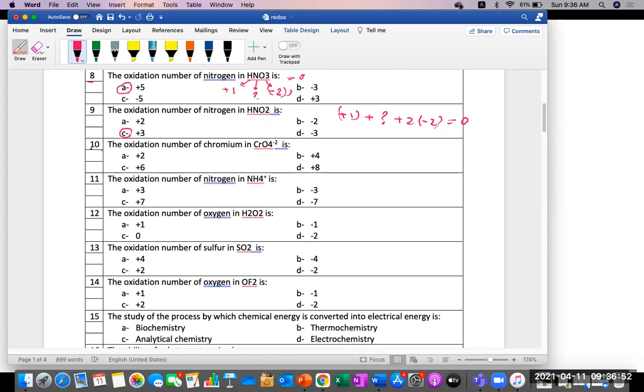Okay, this one is a very repeated question. Oxidation number for chromium in CrO4 2-: chromium is unknown, and we have 4 oxygen, each one of them is -2. This should be equal to 2-. So here it will be +6. And also he could ask about Cr2O4, okay?